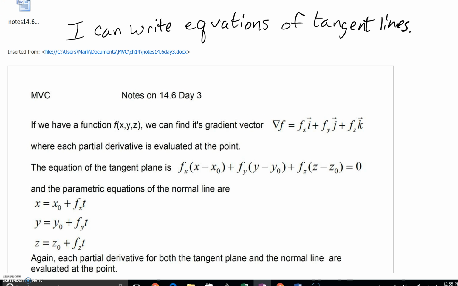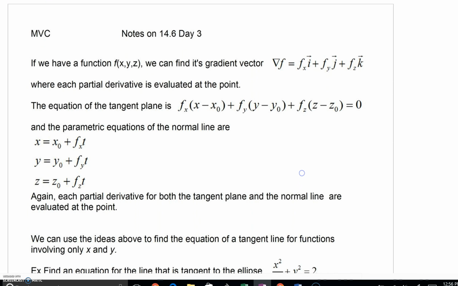We're doing 14.6. Look at that learning target: I can write equations of tangent lines. Wow, how about that? We've done that before, but let's investigate this in a slightly different context. 14.6, we've got day number 3.